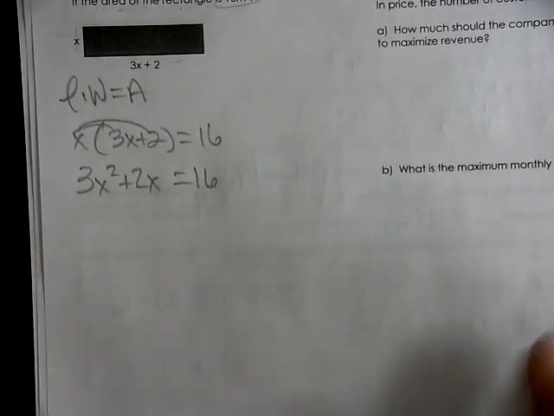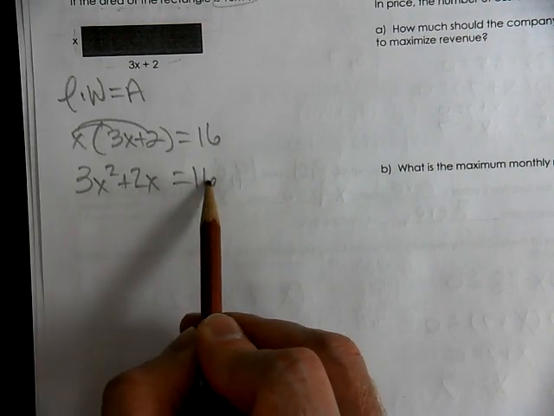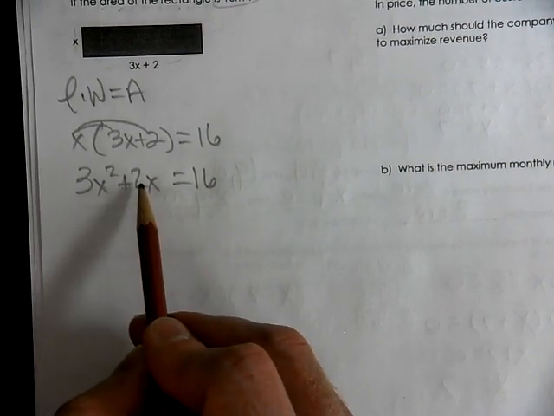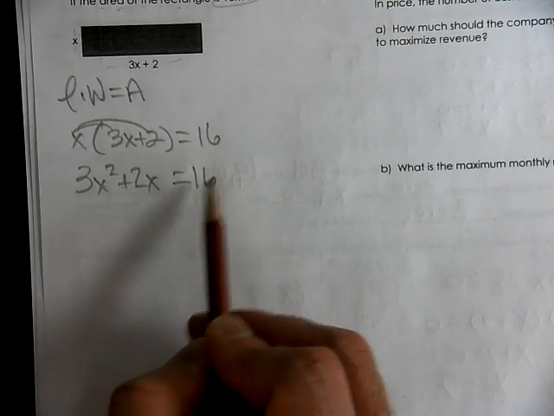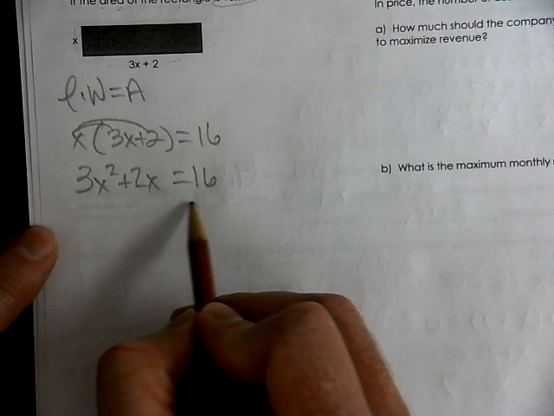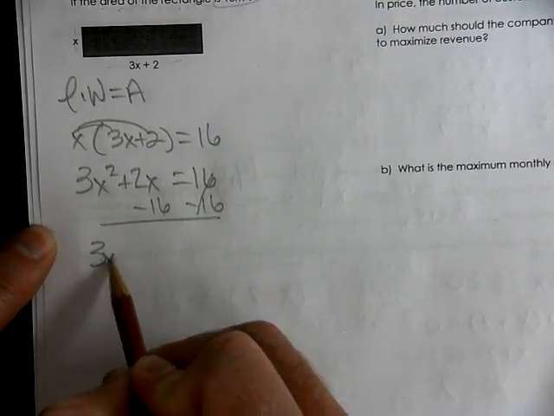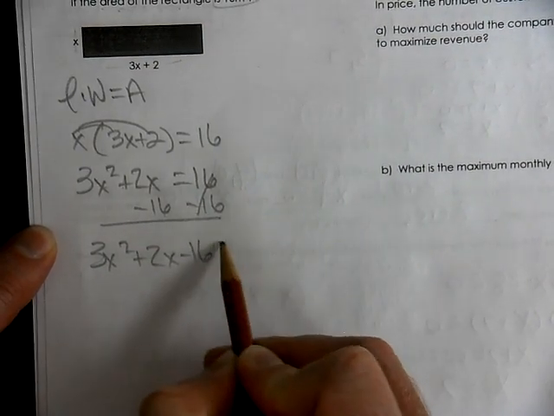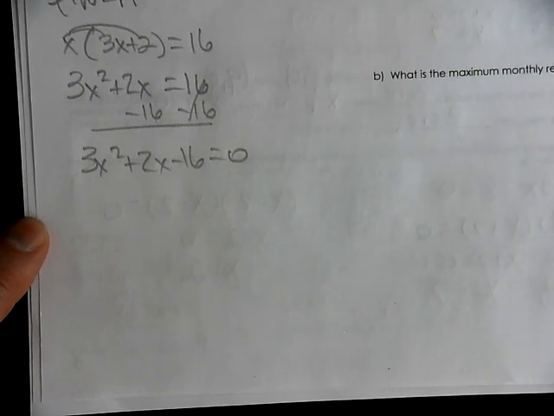And we know we need to make our equation equal 0. If you have two types of x's, if you have a b term, then you need to make it equal 0. You need to bring everything over to the same side of the equal sign. So 3x squared plus 2x minus 16 equals 0. So that's what we need to factor.